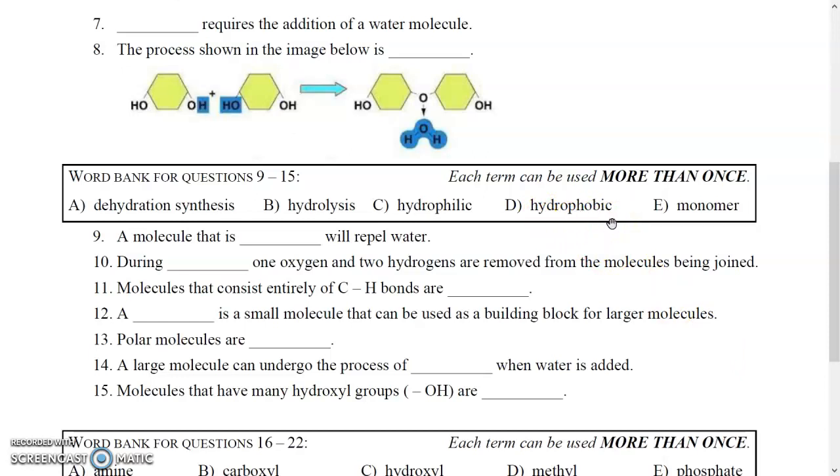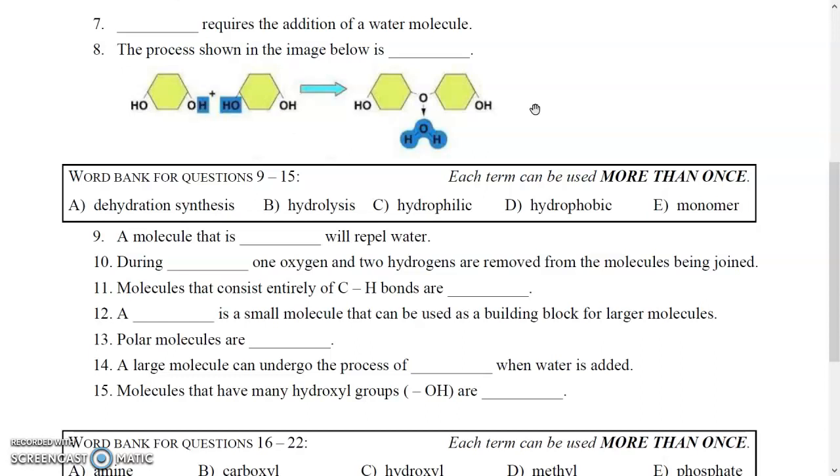Number 10, during blank, 1 oxygen and 2 hydrogens are removed from the molecules being joined. Well, what is 1 oxygen and 2 hydrogens? That is a molecule of water. So we're talking about water being removed. This results in the joining of molecules, so this is going to be A, dehydration synthesis. This is exactly what we just saw in the picture up here for number 8. Number 8 is showing you in pictures what the process looks like, and number 10 is describing it in words. So 8 and 10, both of those are talking about dehydration synthesis.